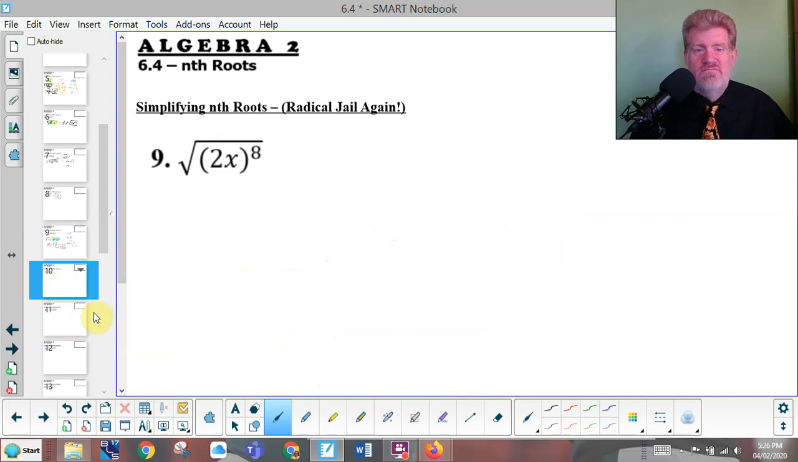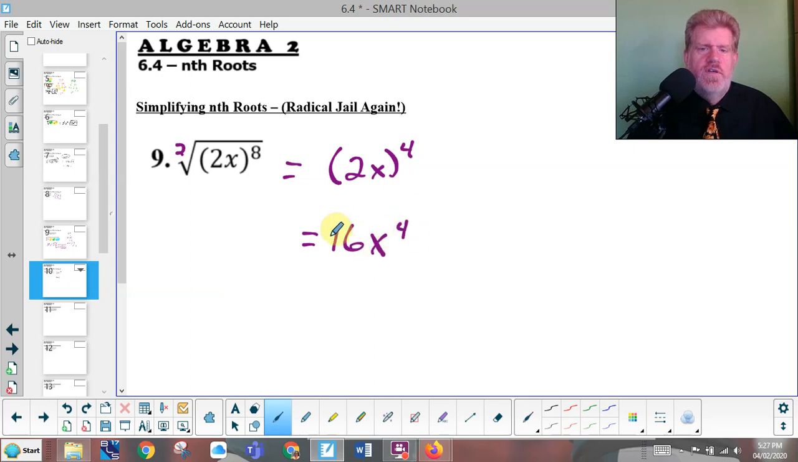Got a couple more just for fun. 2x to the 8th power. Remember, all this is going to the 8th power. So this is all to the 8th. And what's out here? Lonely little 2. So we just divide all this 8th power by 2. 8 divided by 2 is 4, which means 4 of these would escape radical jail. And we'll just simplify it. 2 to the 4th is 16. x to the 4th is x to the 4th. There is our answer.